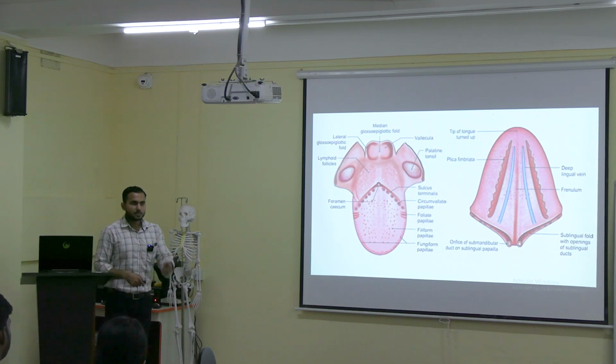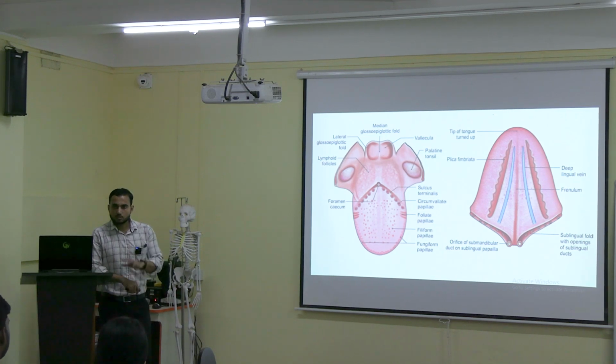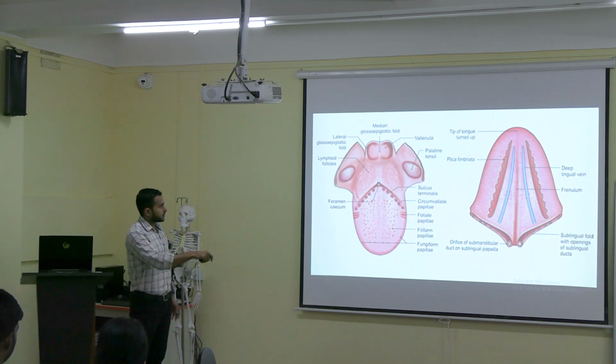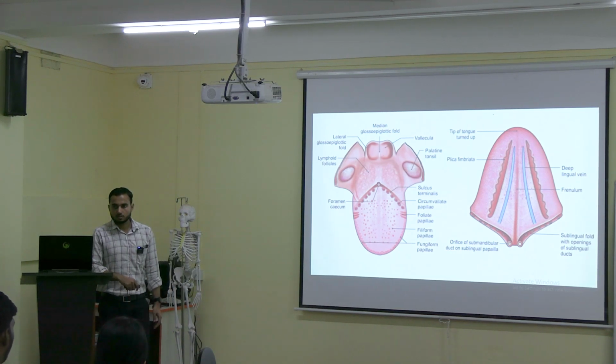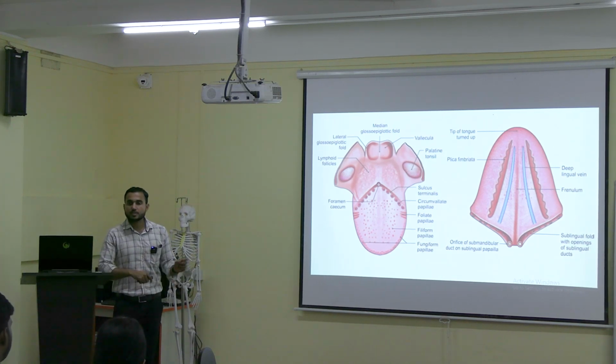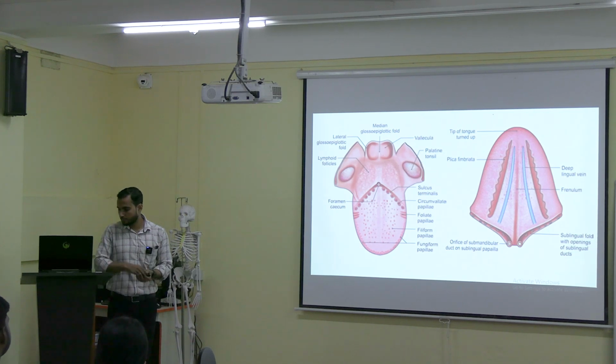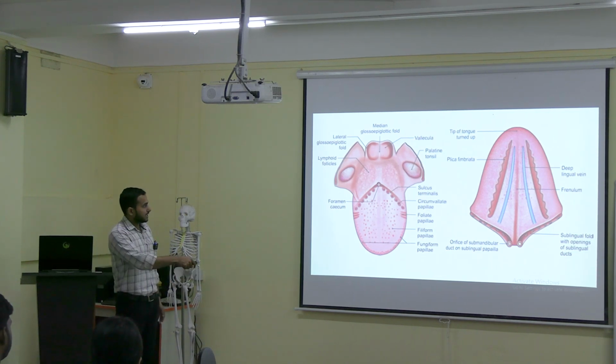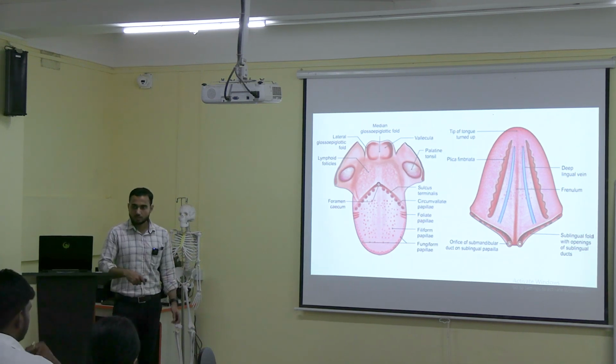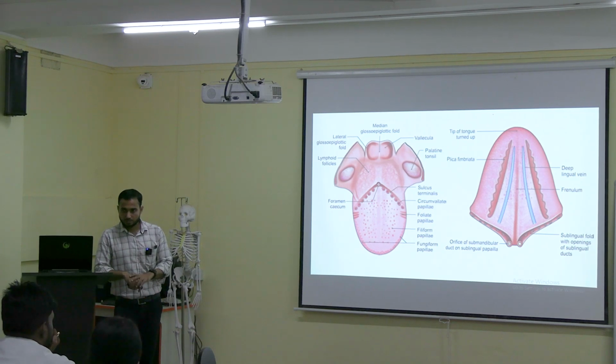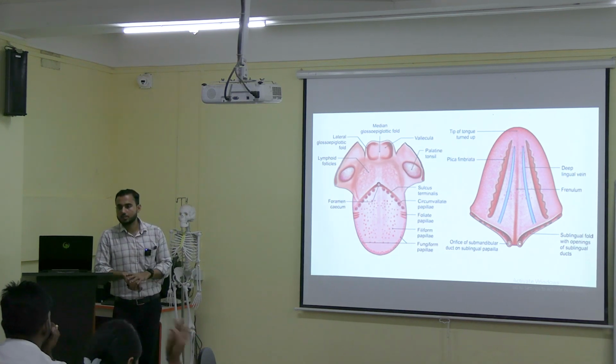So this particular area is the anterior two third of the tongue. Just now you mentioned the taste bud. All the taste buds are in the anterior two third of the tongue. And as I said, this part is rough because of the presence of papillae. Different types of papillae are present in the tongue: circumvallate papillae, foliate papillae, filiform papillae and fungiform papillae. Because of these projections, the rough appearance is present in the anterior two third of the tongue.